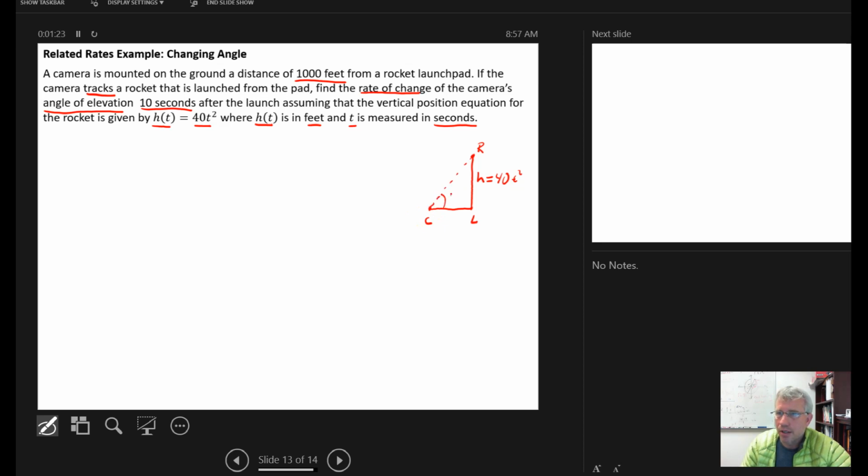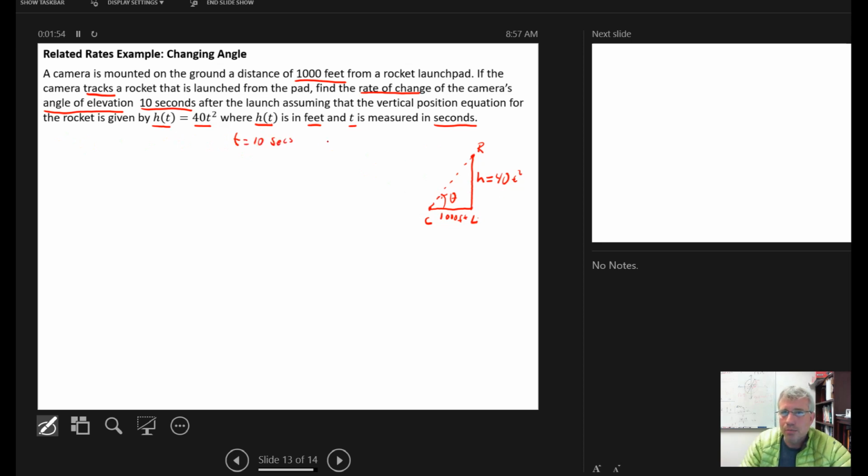relative to the rocket as it pivots upwards to keep the rocket in frame while it's taking the footage of it. And the distance from the camera to the launch pad, we're given that that's 1,000 feet. So we have a constant horizontal distance, but a changing vertical distance and an angle theta of elevation. And we want to know how fast that angle is changing. So we're interested in time equal to 10 seconds.